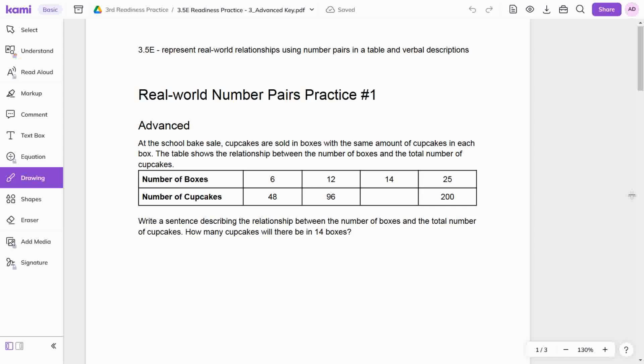Today we are looking at real-world number pairs. This is 3.5e Readiness Practice, the advanced version.